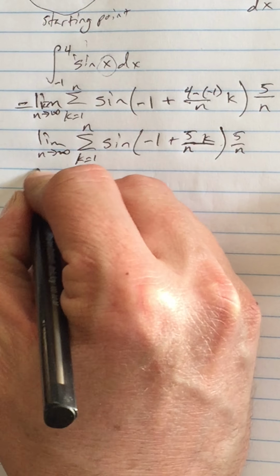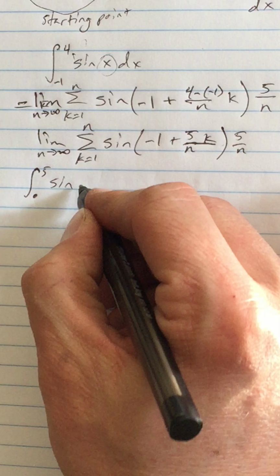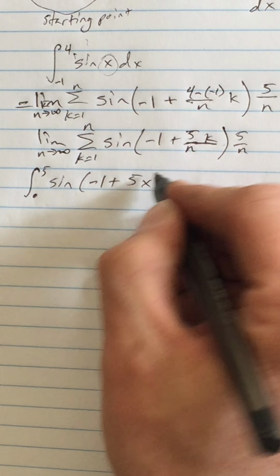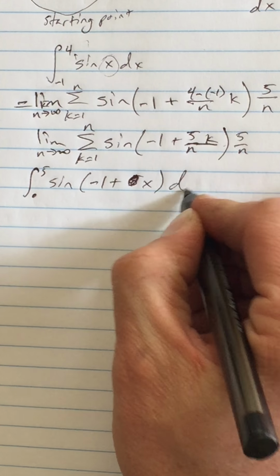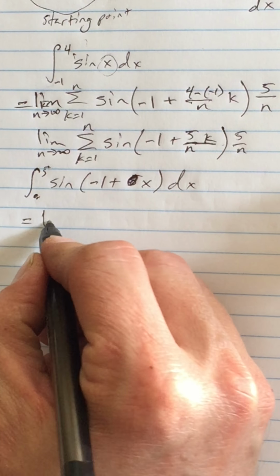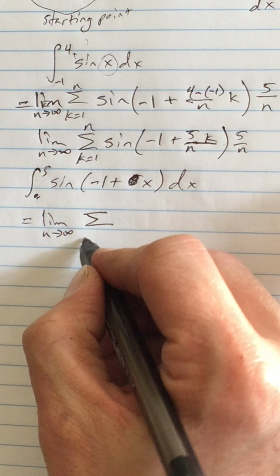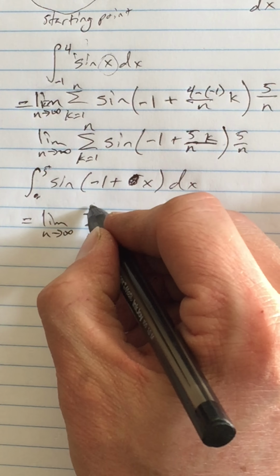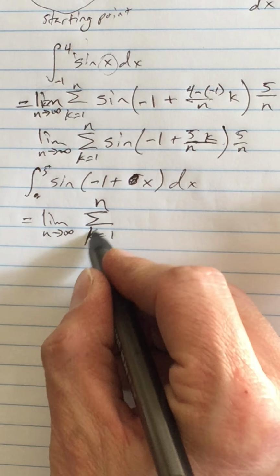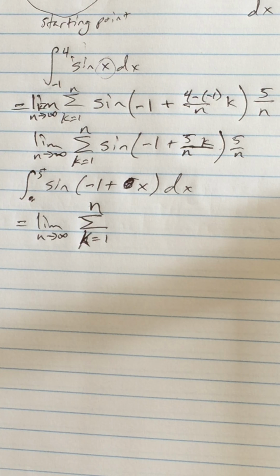So the next one says the integral from 0 to 5 of sine of -1 plus x dx. And so again here, a and b, and this is going to be the limit as n approaches infinity, going from k equals 1 to n. I get that mixed up a lot, so be careful with that: k on the bottom and n up here on top.